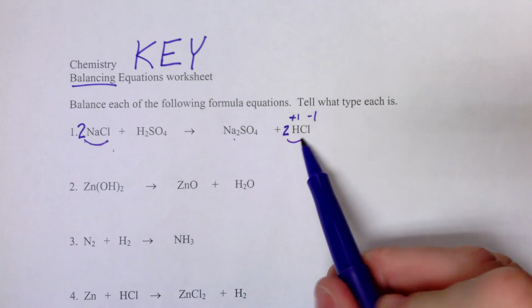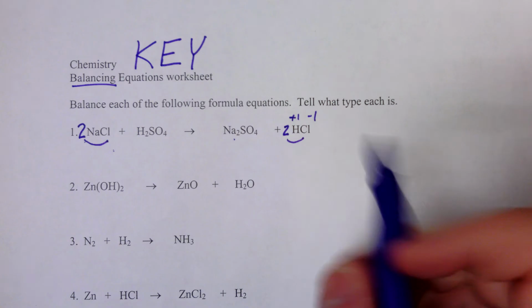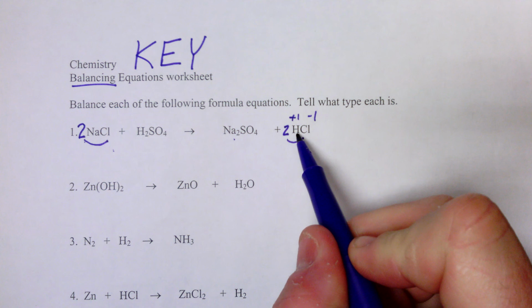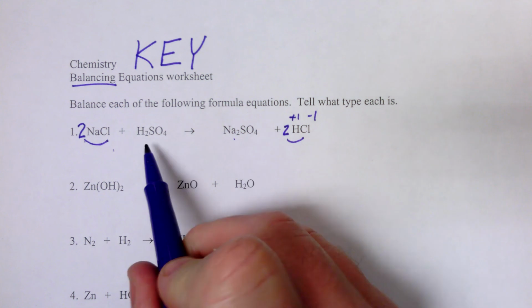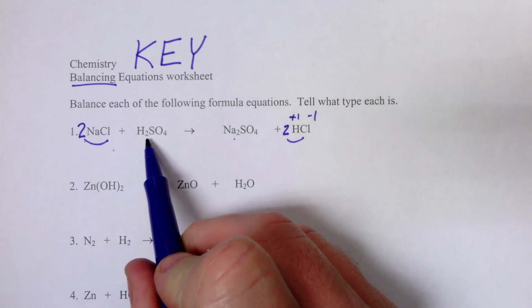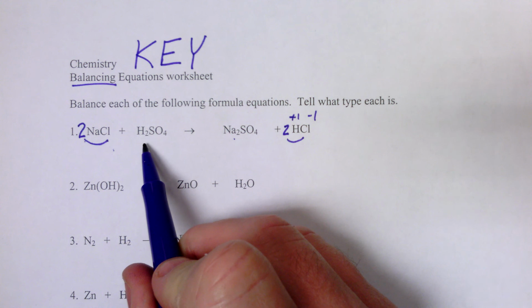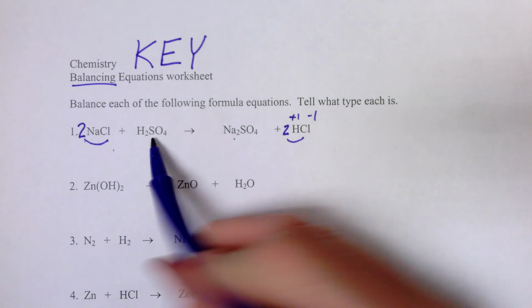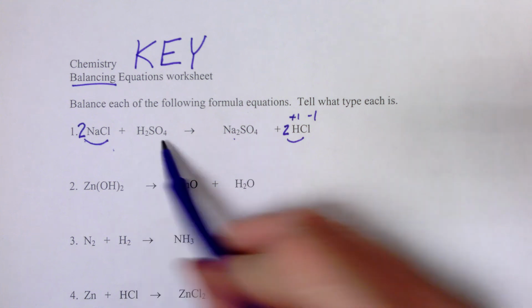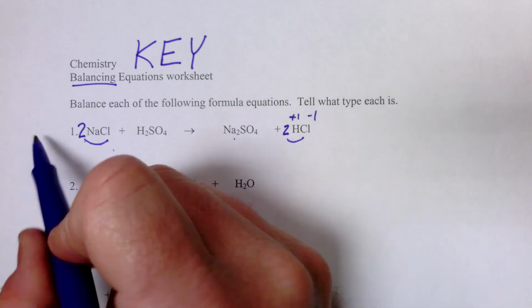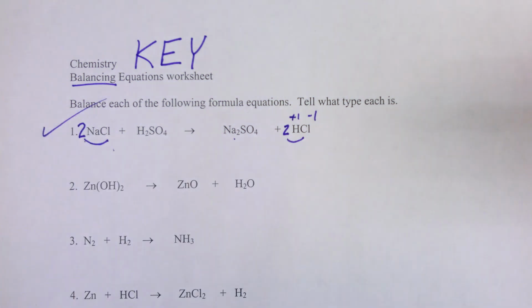2 chlorines, 2 chlorines. Now this also gave me 2 hydrogens. If I come back to this side, I can see I have 2 hydrogens, so those are balanced. I have 1 sulfur, 4 oxygens, 4 oxygens. This one is now balanced.